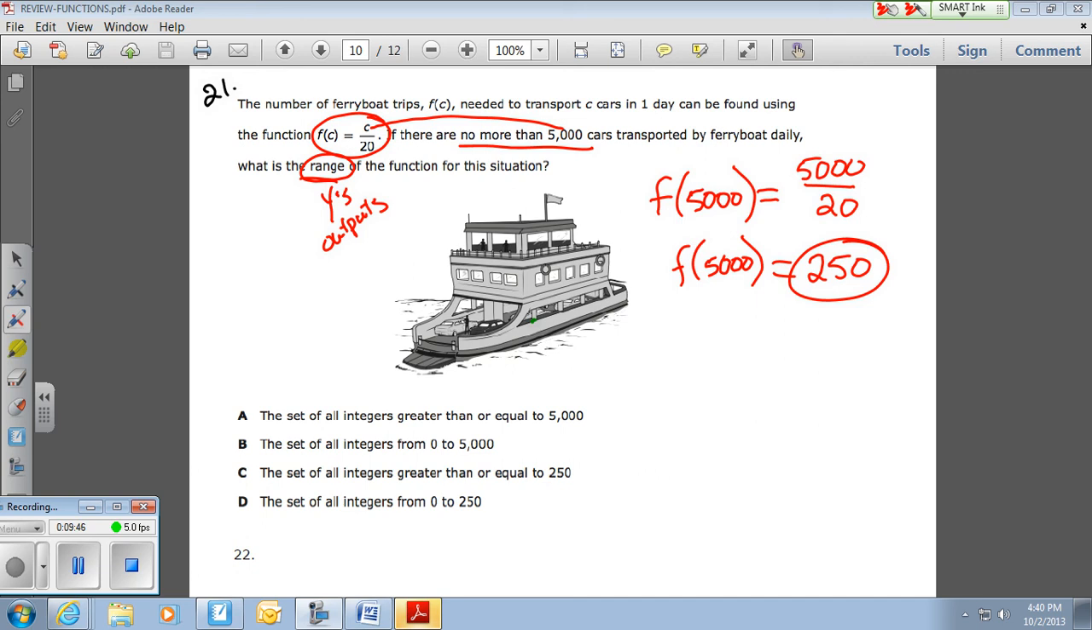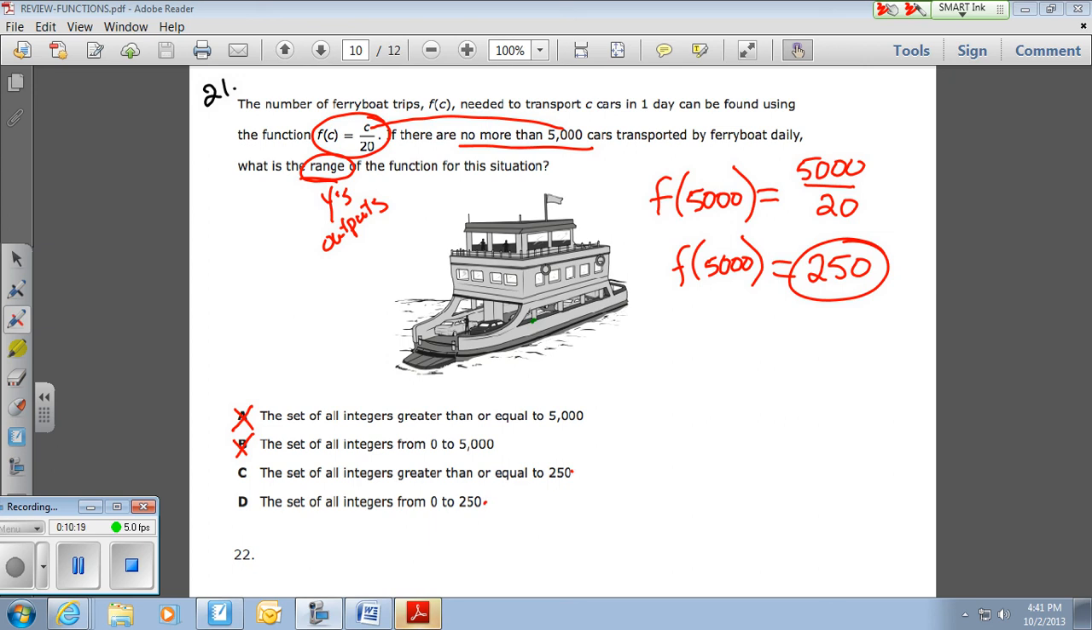The set of all integers greater than or equal to 5,000. Okay, they're trying to trick here. That's not it. Our greatest output is going to be 250. So it's not this one. The set of all integers from 0 to 5,000. No, that's the cars. This is not the range that we're looking for. The set of all integers greater than or equal to 250. Okay, there's our number right here and right here. So we've got to figure out which one it is.